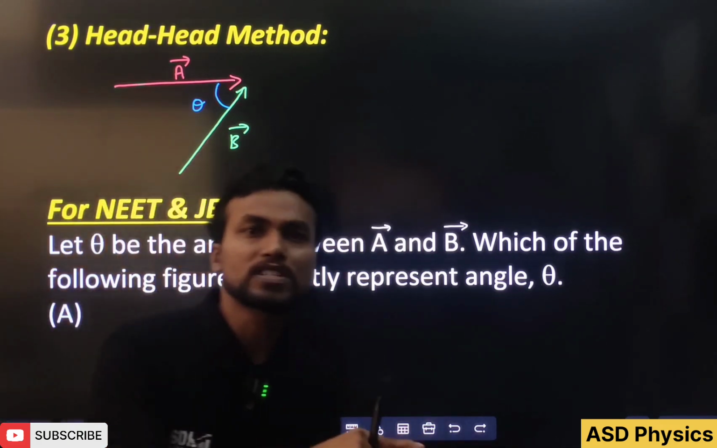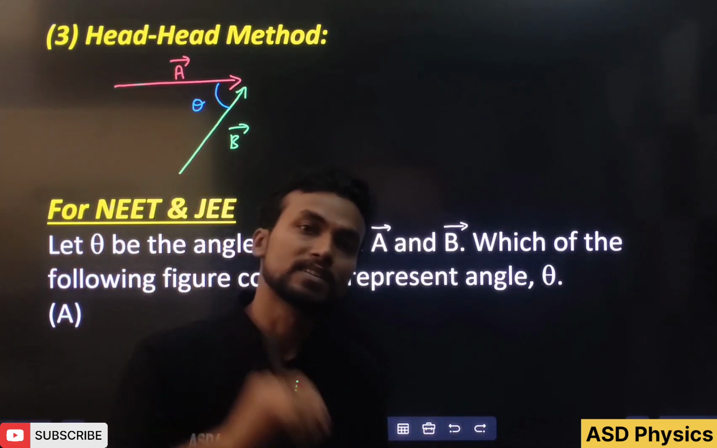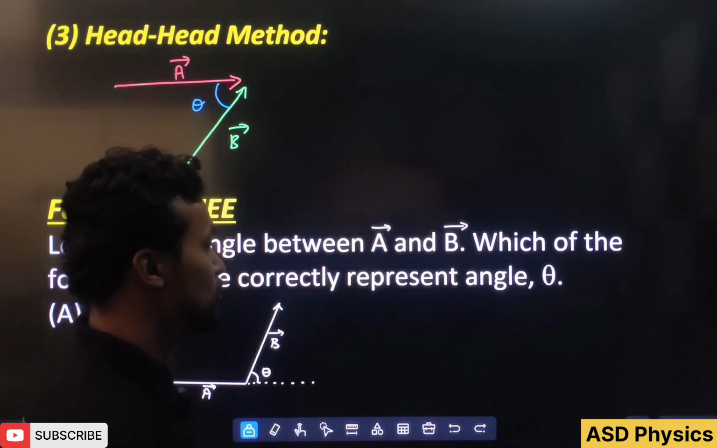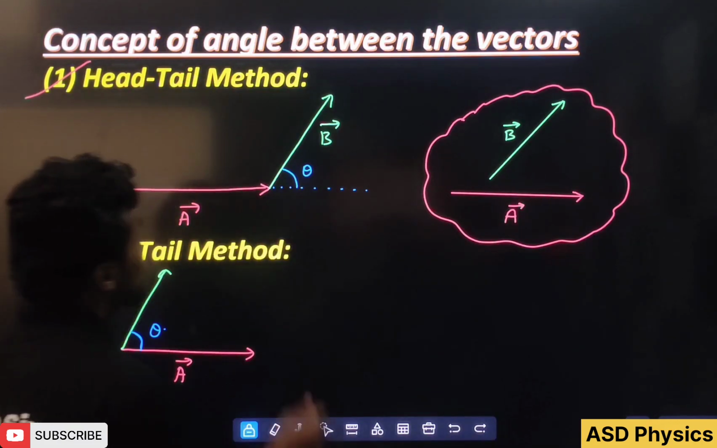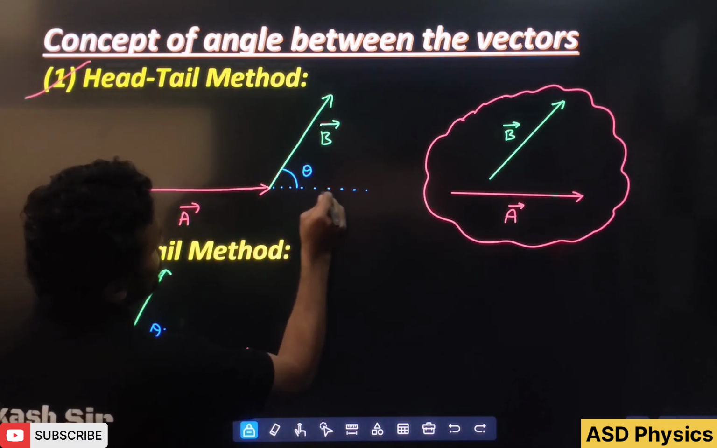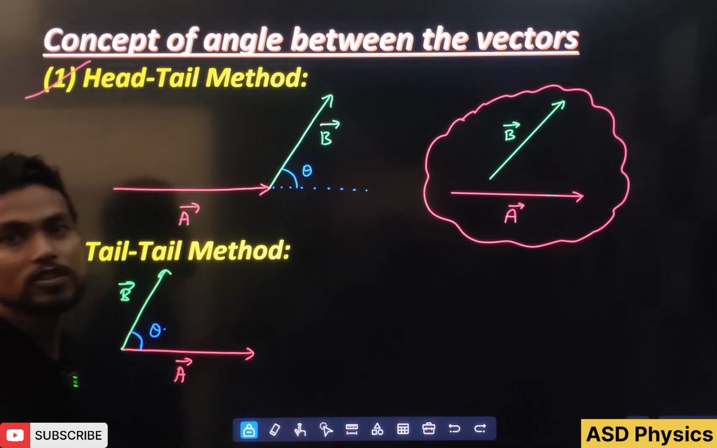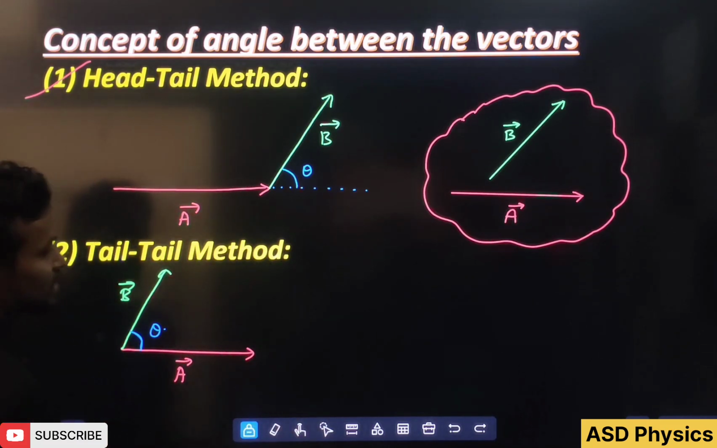Again, in the first situation, head to tail, if the angle is 30 degrees, in the second also it will come 30 degrees, and in the third also it will come 30 degrees. Okay. So again, let me tell you here. When head and tail are coinciding, we have to draw the dotted line and this is the angle theta. When tail and tail are coinciding, no need to draw any dotted line here, directly the smaller angle theta.